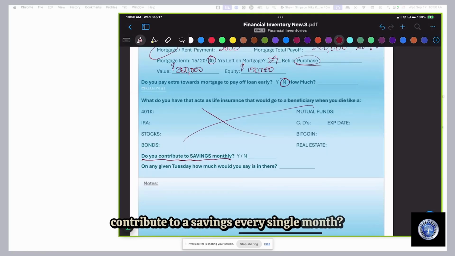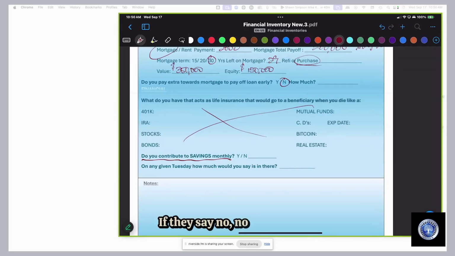Okay. Now, normally I missed this actually, but normally I would ask them, do you contribute to a savings every single month? And a lot of times they'll say yes, or they'll say no. If they say no, no big deal. If they say yes, then I'll say, okay, on any given Tuesday or Wednesday, whatever, let's say today's Wednesday. So I would say on any given Wednesday, how much would you say is in there? And let's say he says 20,000.